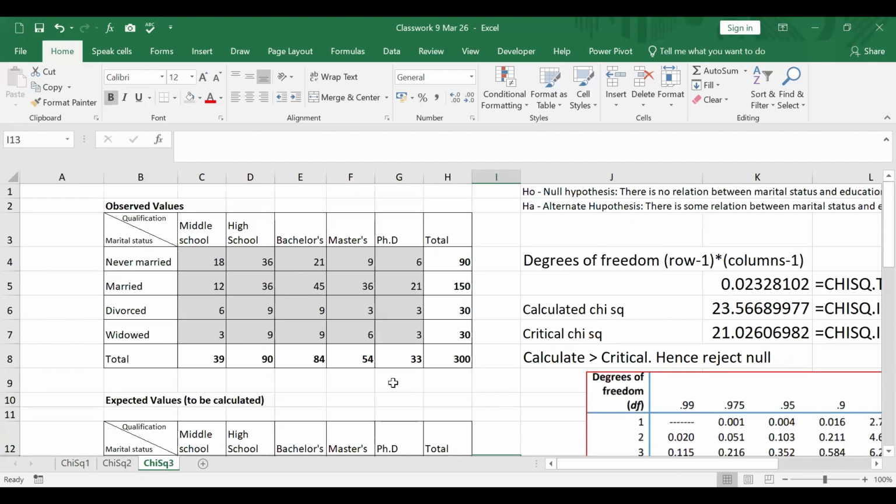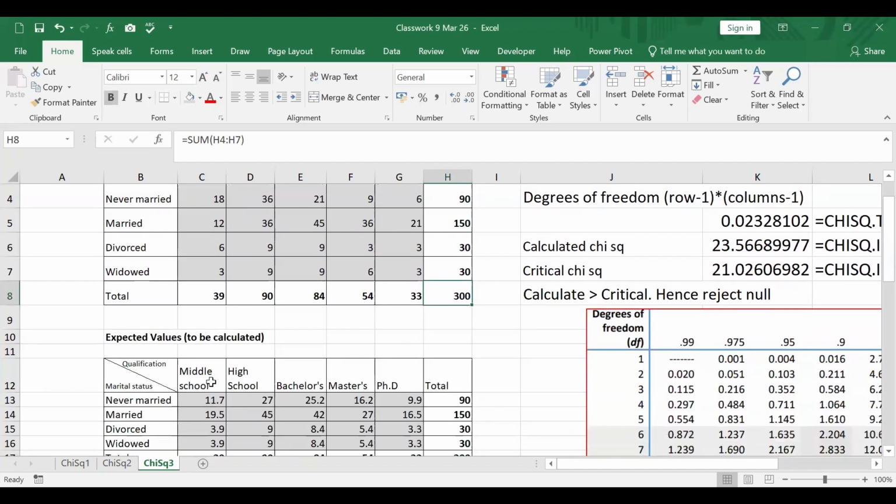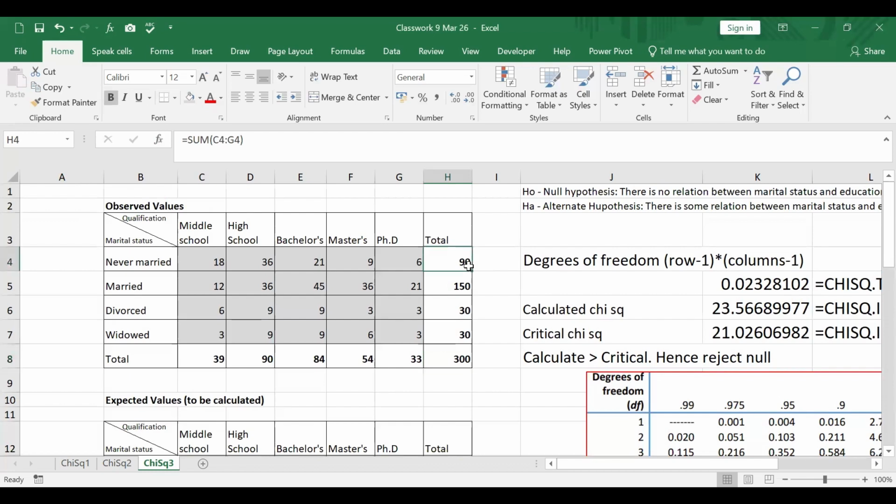Last one, more complicated. There are 1, 2, 3, 4, 5 columns and 1, 2, 3, 4, 5 rows here. Never married, middle school, 18 people, 36 high school people, etc. This is some data, and these are the totals. This also sums. Now we have to calculate the expected values, for each one of them. For example, to get middle school never married: 90 into 39 by 300.